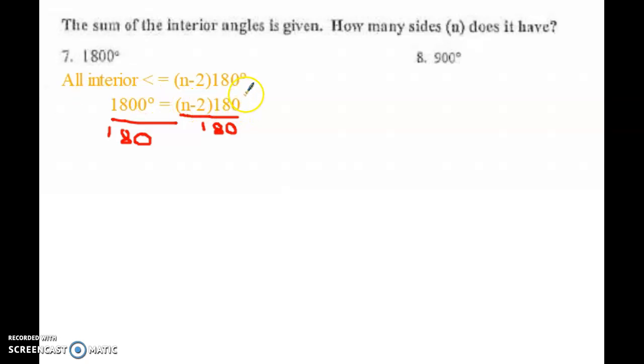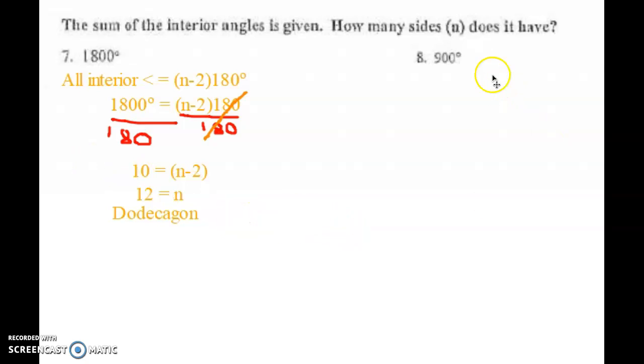Bada bing, bada boom, cha-ching. These 180s disappear. So right away, we're going to get this equation here. We get 10 on the left-hand side. This is going to cancel to a 10 and n minus 2. And all we have to do is add 2 to both sides, and we get a 12. So a 12-sided figure is called a dodecagon.